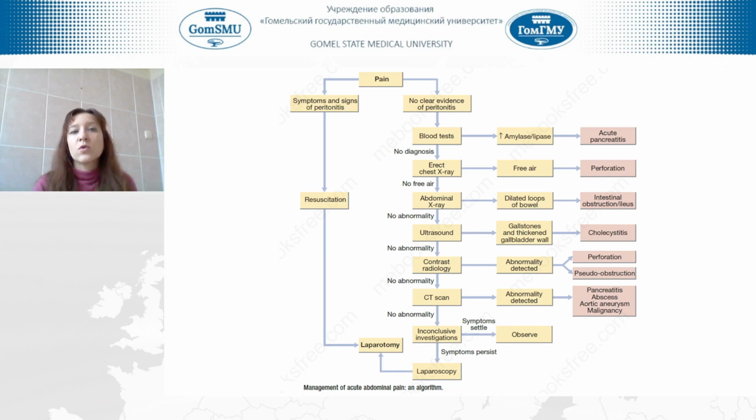No abnormality, ultrasound: gallstones, it can be cholecystitis. No abnormality, contrast radiology. Abnormality detected, it can be perforation or obstruction. No abnormality, CT scan. Abnormality detected can be pancreatitis, abscess, aortic aneurysm, malignancy. And no abnormality, it can be symptoms self-resolve, or if symptoms persist, laparoscopy.